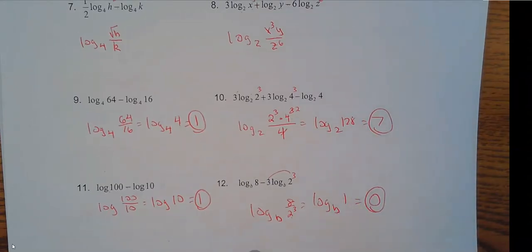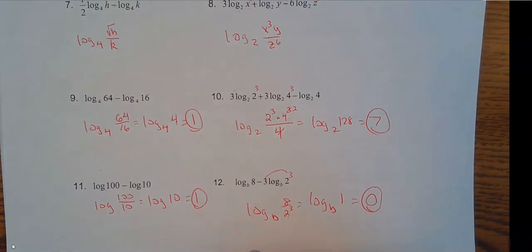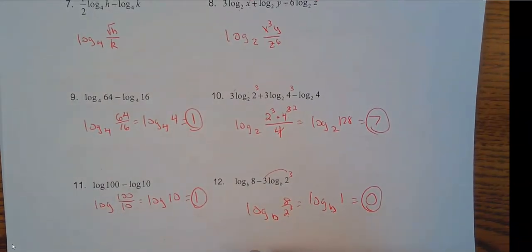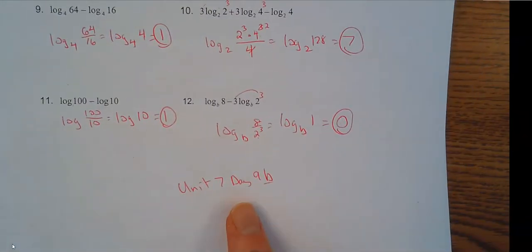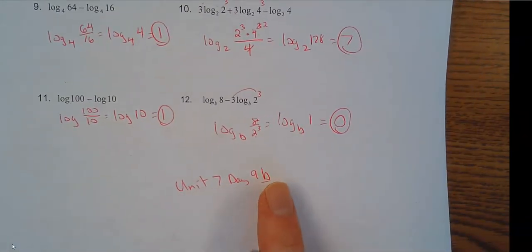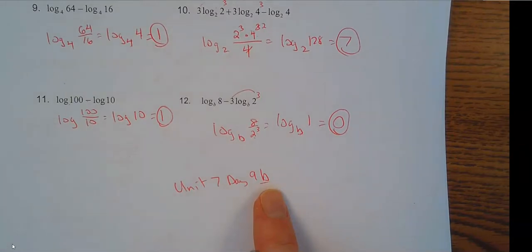Again, this is unit 7, day 9b. This was the second part. Whoops, I was writing it off the screen here. So this is day B or 9b. So go to Math Excel and look for day 9b and do some of those condensing problems.